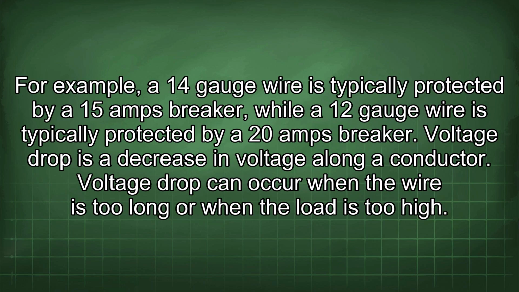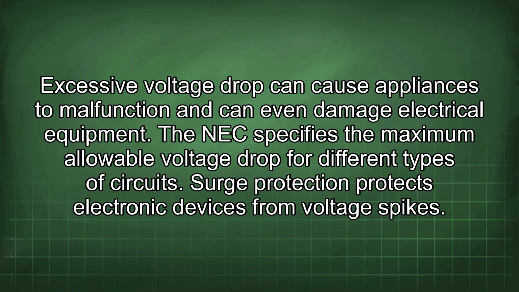For example, a 14-gauge wire is typically protected by a 15 amp breaker, while a 12-gauge wire is typically protected by a 20 amp breaker. Voltage drop is a decrease in voltage along a conductor. Voltage drop can occur when the wire is too long or when the load is too high. Excessive voltage drop can cause appliances to malfunction and can even damage electrical equipment. The NEC specifies the maximum allowable voltage drop for different types of circuits.